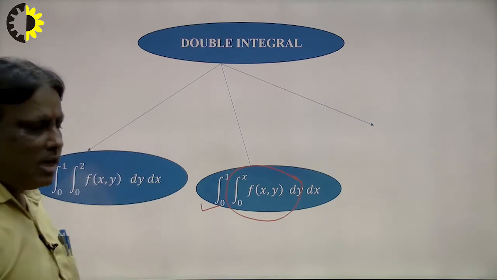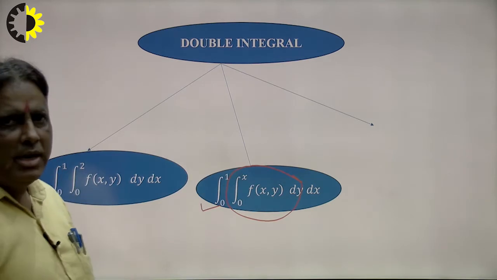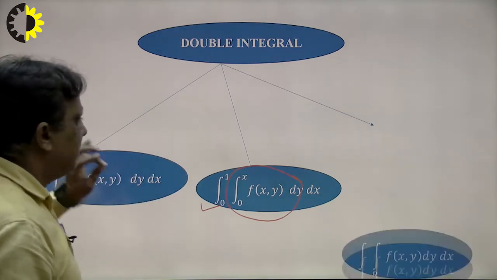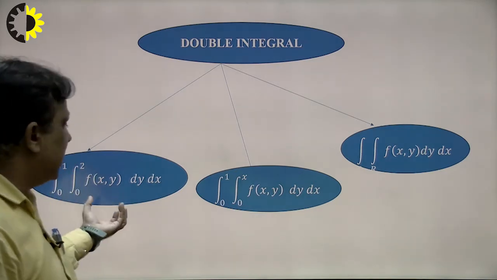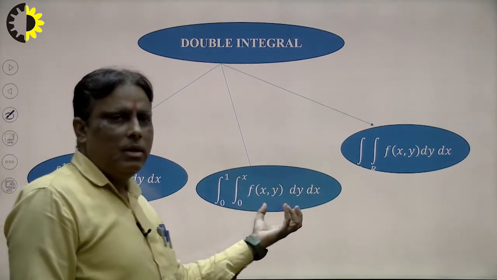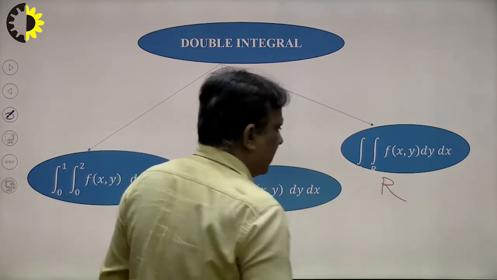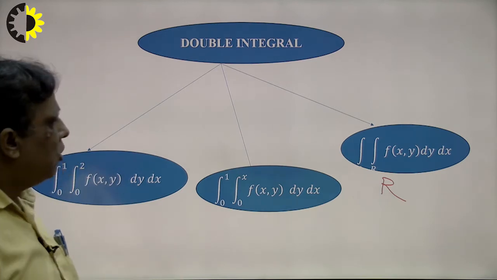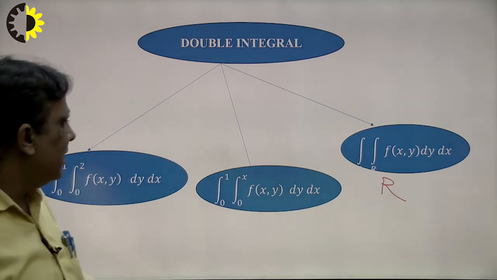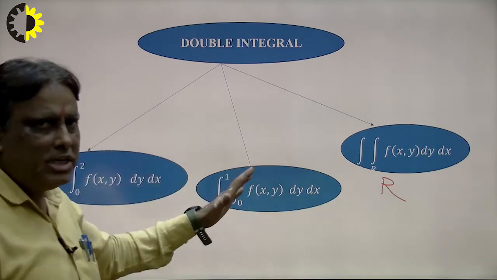But the question is how to get such type of limit. That is the third part, which is very important here. If the limit is not given, neither in the constant part nor in the variable part, but a region is given, R means region here, how do we obtain the limits of this region to solve the double integral as well as the triple integral? But we consider here only the double integral.